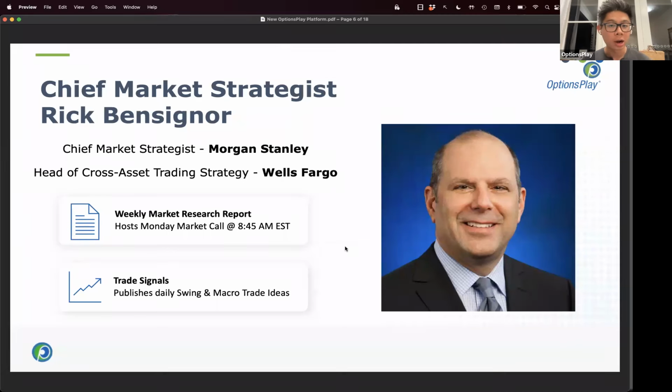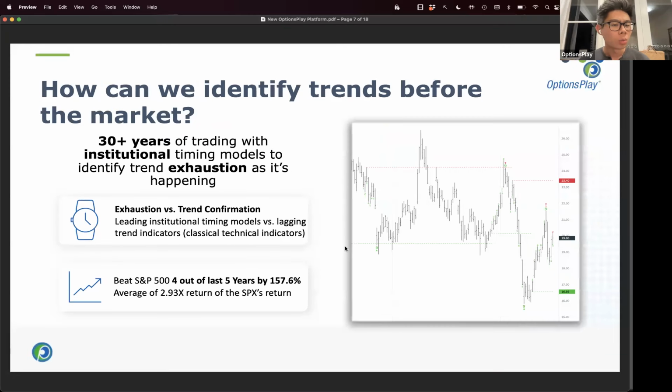So Rick is now leading our research team, providing guidance to our entire research team, including myself, on how to view the markets. And one of the things I really want to spend a little bit of time walking you through is why our trade ideas are any different than any other service that you might be able to subscribe to out in the broader markets. I think the biggest difference between Rick's work and everyone else is the fact that he spent his entire career on the institutional side. So he has 30 plus years of trading experience with institutional timing models to identify trend exhaustion as it's happening.